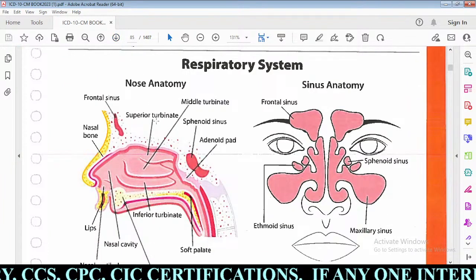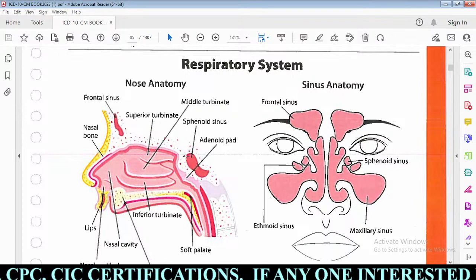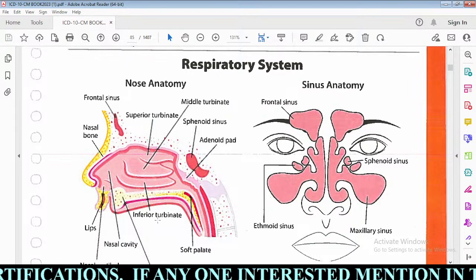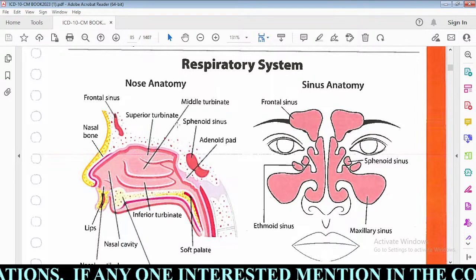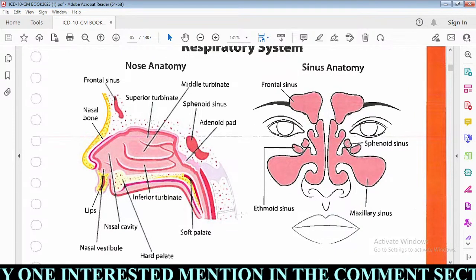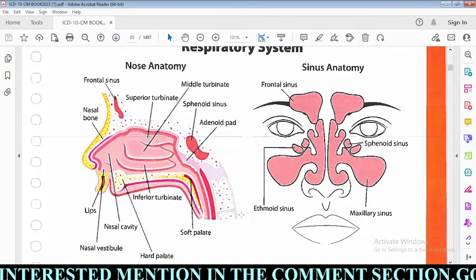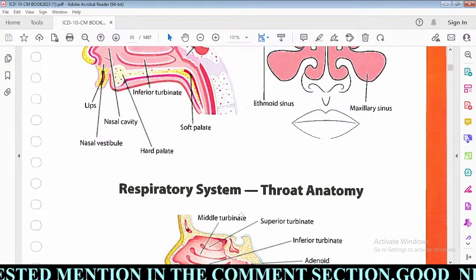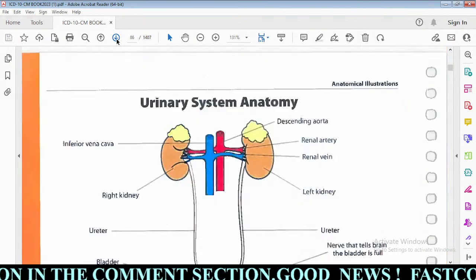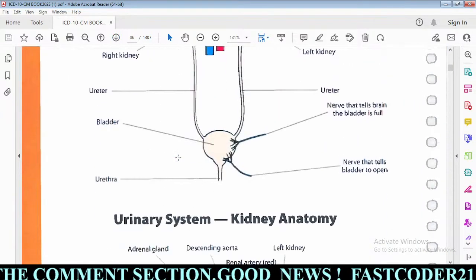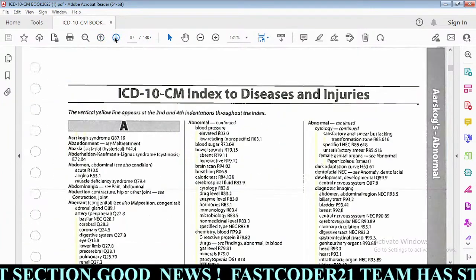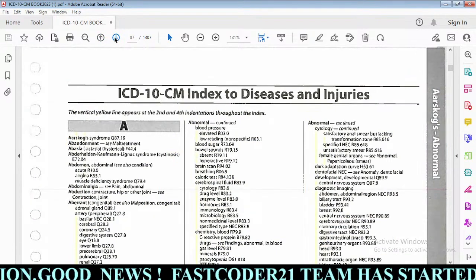If you are working on CPT, like endoscopic sinus procedures, we need to know all these structures, because we have individual procedures for inferior turbinates, superior turbinates and middle turbinates. If you know this anatomy, we can code endoscopy procedures very easily. This is throat anatomy. These are the kidneys. Like that, you need to check all your code books, guys, like anatomy charts.